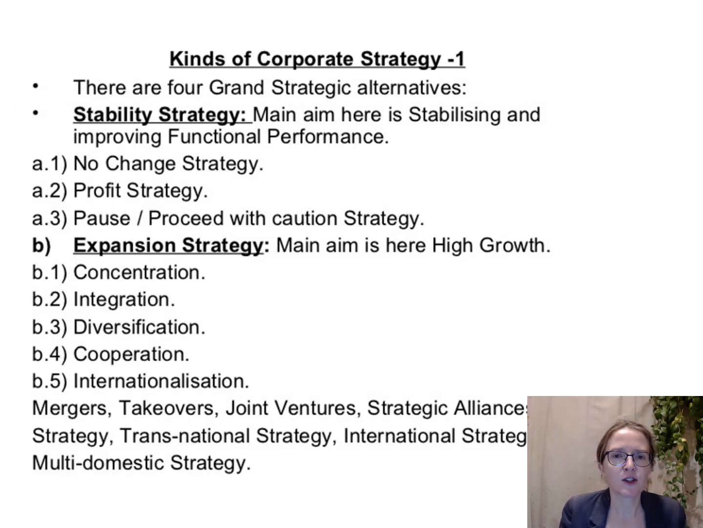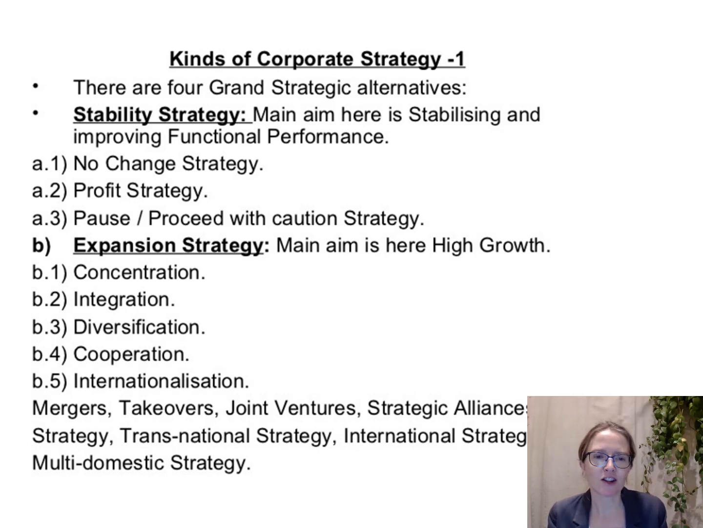In terms of kinds of corporate strategy, there are four grand strategic alternatives. So there is stability strategy. The main aim here is stabilising and improving functional performance. And this is split up into no change strategy, profit strategy, and pause or proceed with caution strategy.